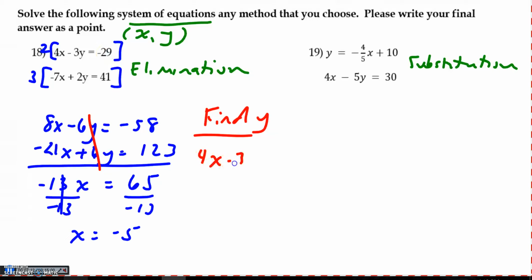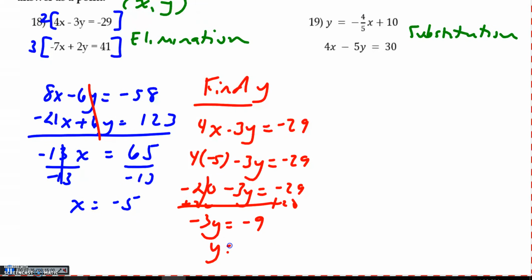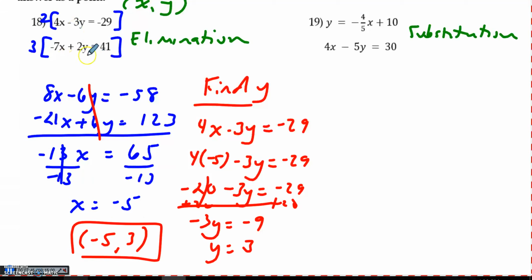I'll plug it into 4x minus 3y equals negative 29. So that would be 4 times negative 5 minus 3y equals negative 29. Negative 20 minus 3y equals negative 29. Add the 20. Negative 3y equals negative 9. So if I divide both sides by negative 3, I get y is 3. So my answer as a point would be negative 5, 3. And again, if you take that answer and plug it in for x and y, both equations should be true.